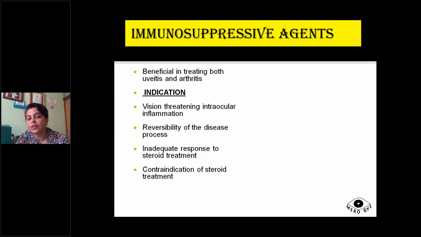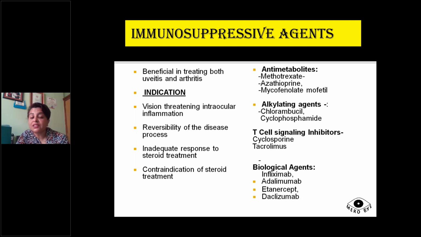Now, immunosuppressive agent, it depends upon the etiological type of disease, especially the non-infectious uveitis. They do better with the immunosuppressive agent because you can't keep the patient on steroid for a longer duration. And there are a lot of choices of immunosuppressive agent. Out of this, the antimetabolites are the preferred ones. In our practice, we use methotrexate for the anterior type of uveitis, mycophenolate for the intermediate uveitis, and azathioprine for the posterior uveitis.